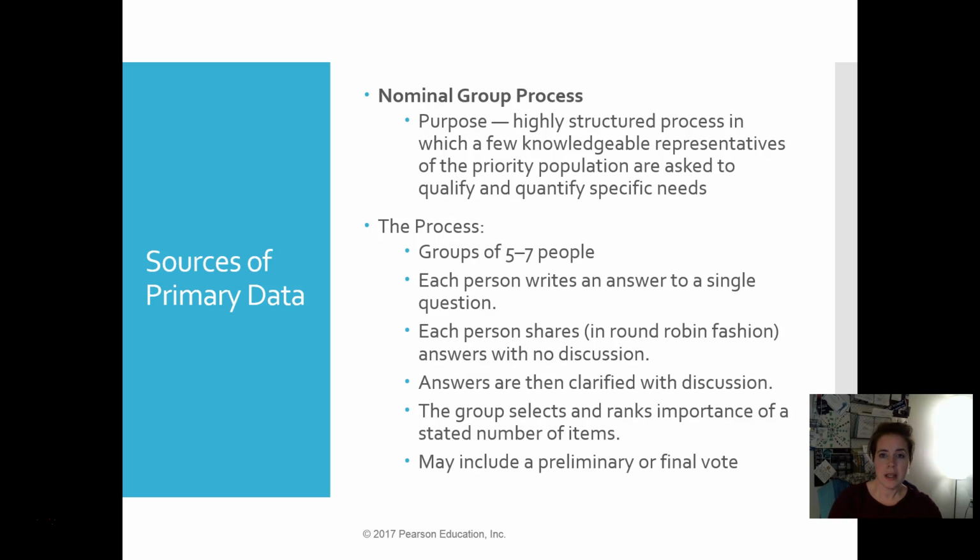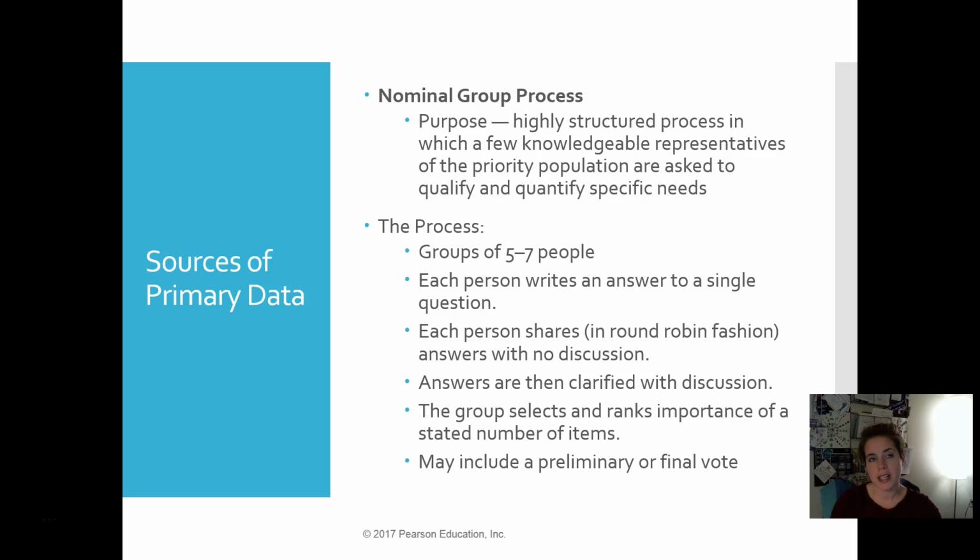Nominal groups have a slightly different feel. So this is a smaller group yet, so 5 to 7 people. Everybody's writing an answer to a single question, and then you go around and share that answer with the group in a round-robin fashion. And it helps to stimulate conversation and can be used oftentimes in helping to prioritize the needs if you already have information that people are responding to. So it's highly structured compared to the other methods that we talked about.